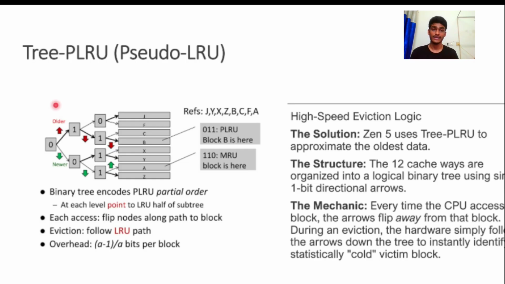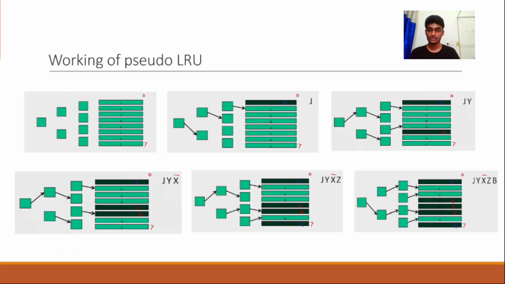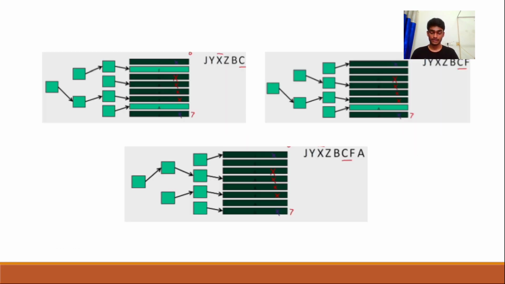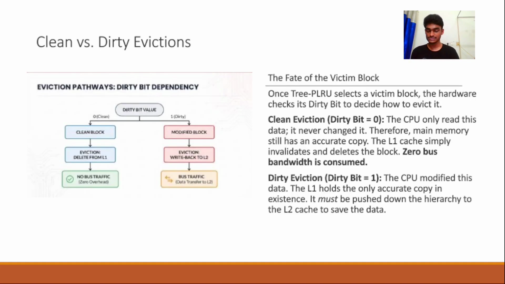So if there are a number of blocks, we require a minus 1 number of bits for storing and encoding the partial order. So the overhead is a minus 1 by a bits per block. So coming to the purpose of this block replacement policy, it is to find the block which has to be replaced. Next, how this is replaced.